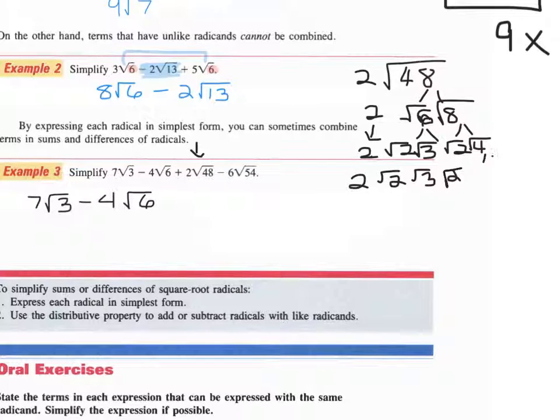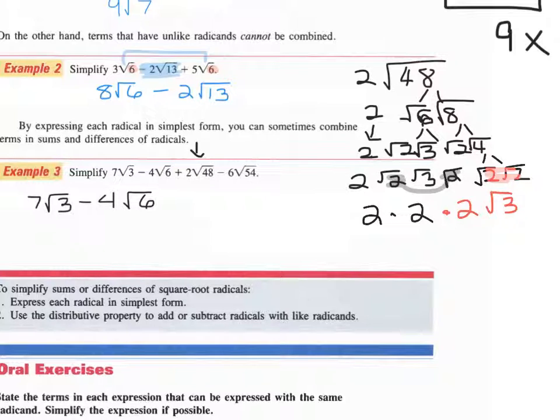And then the 4 becomes 2 times 2. So now I'm going to go back and look for pairs. I've got a pair of 2's right here and here, so that'll bring out a 2. I've got another pair of 2's, so another 2 is going to come out. And then I have the radical 3 left behind.